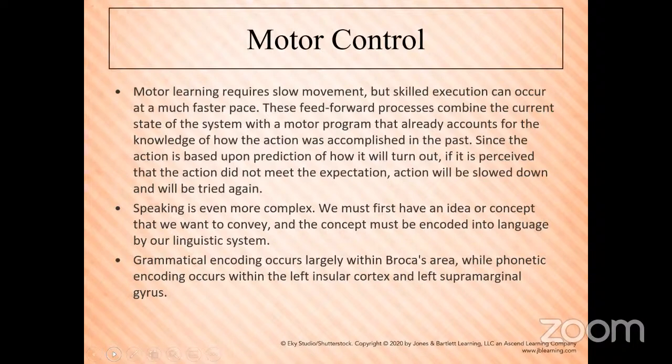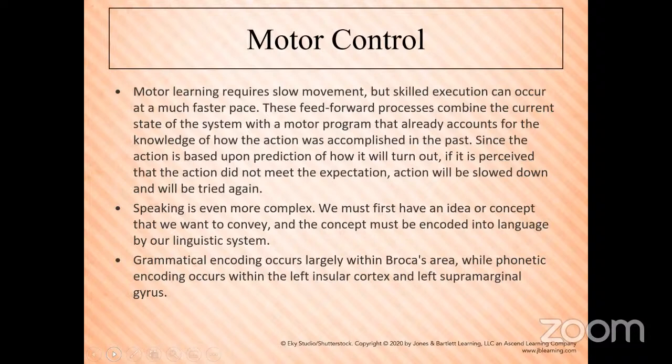We must first have an idea. Grammatical encoding occurs largely within Broca's area, while phonetic encoding occurs within the left insular cortex and left supramarginal regions. So grammatical encoding is very important. The construction of a sentence, how you correctly convey in the language, that's a very, very important aspect.